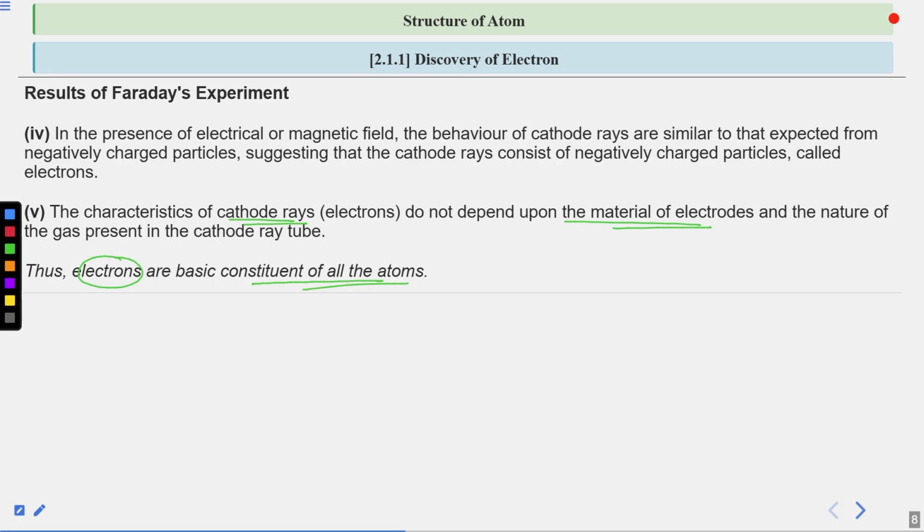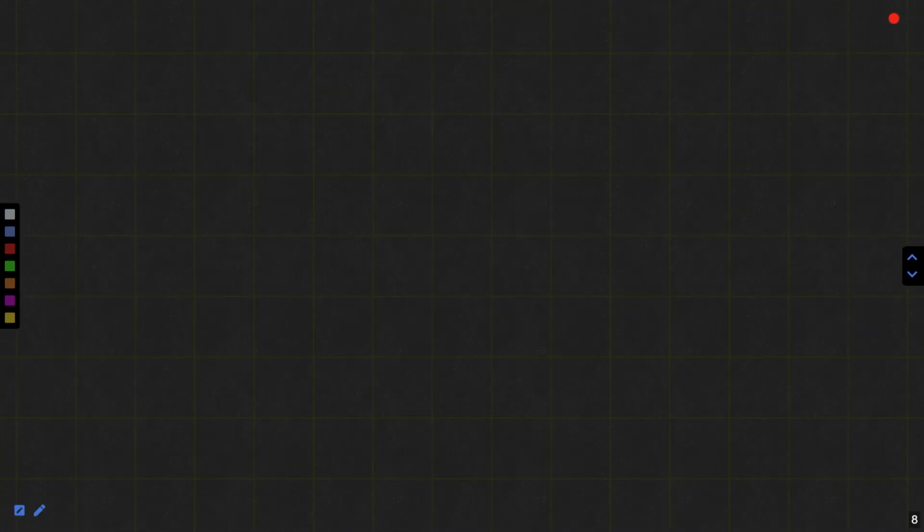Now let me try to explain it in a much better way. So this was our cathode ray tube, and we said that we have a gas that is trapped inside it, and it is at a low pressure.